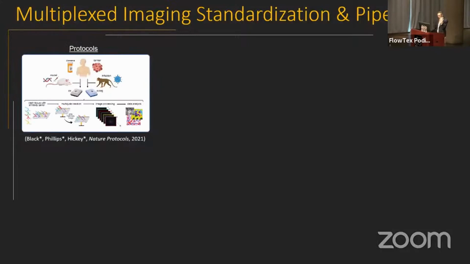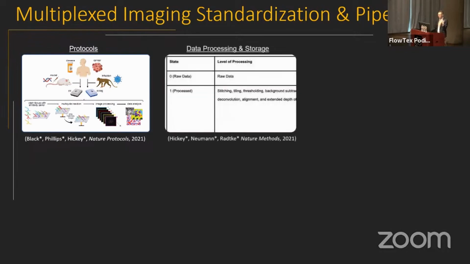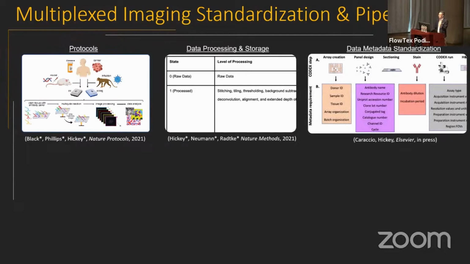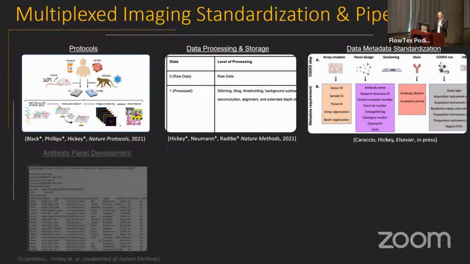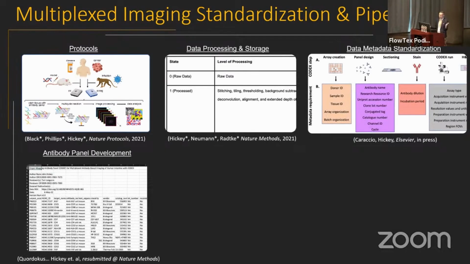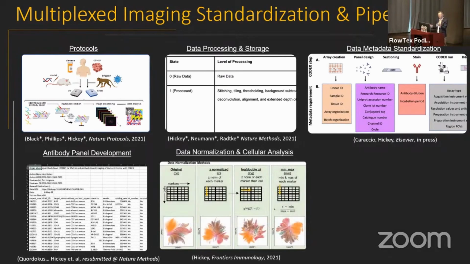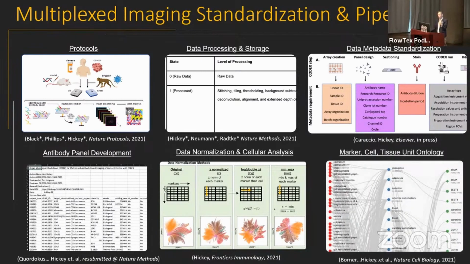I've been involved in developing these protocols, not only how we do the imaging, but how we think about doing the data processing and storage. What metadata should be associated with this at each individual stage? How do we think about antibody panel development? When we actually get the data, how do we extract meaning at a single cell level, normalize, and do cell type clustering or cell type annotation? And then how do we make this more machine readable so that multiple labs and multiple databases can use this?